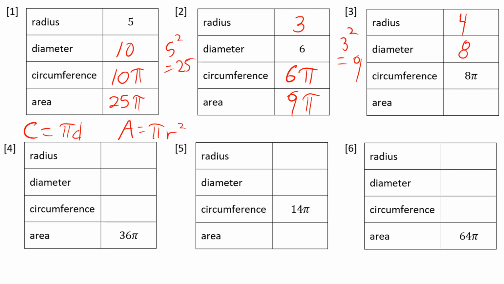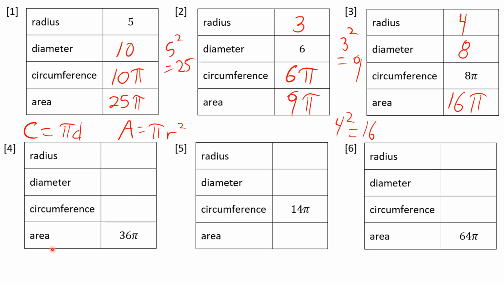For the area, I got to quickly figure out 4 squared is 16. Oh, well, the area then will be 16 times pi, right? Because if I want the area, I square the radius, and then I multiply by the number pi. But if I want an exact value, I can just leave it at 16 times pi.